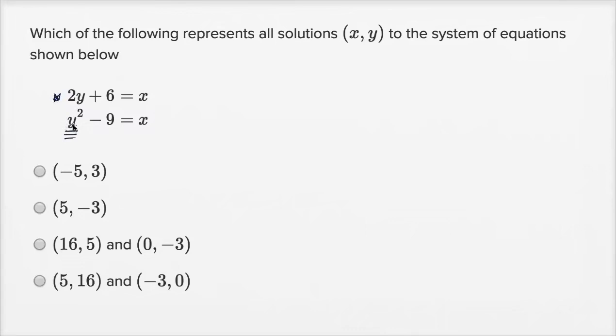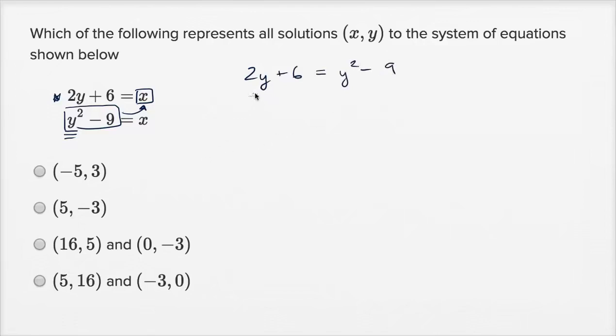Well, this one actually can be solved with substitution, because 2y plus 6 needs to be equal to x, but then we also know that x is equal to y squared minus 9. So we could take y squared minus 9 and substitute it for x. If you do that, you then can solve for y, the y of a solution to this system. So you have 2y plus 6 is equal to y squared minus 9.